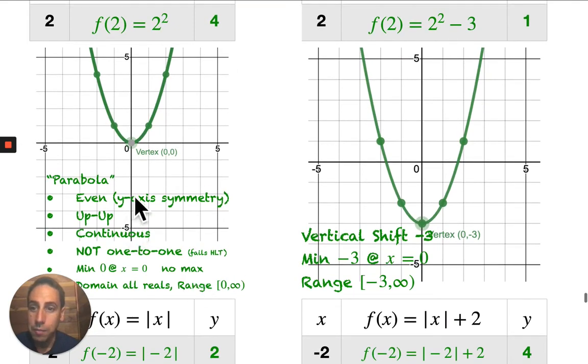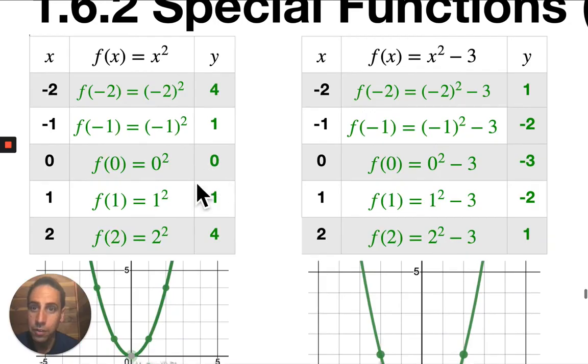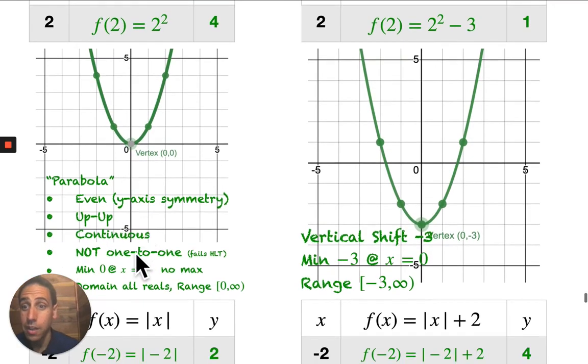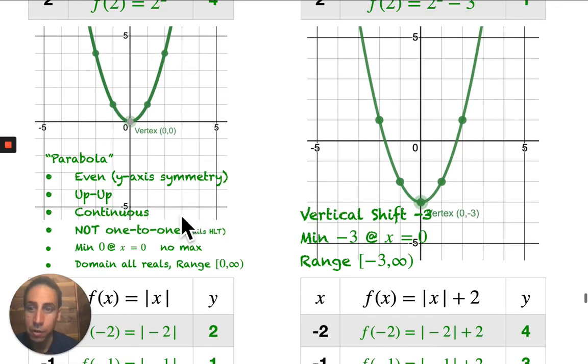It has a minimum of 0 right here. The lowest value on the table is 0. And the lowest point on the graph is 0, the lowest y value on the graph is 0. And where? At x equals 0, right here. It has no maximum value. It just keeps on going up and up.